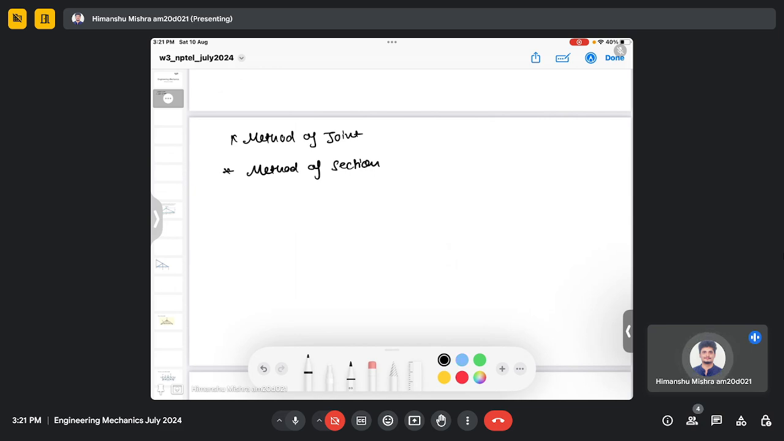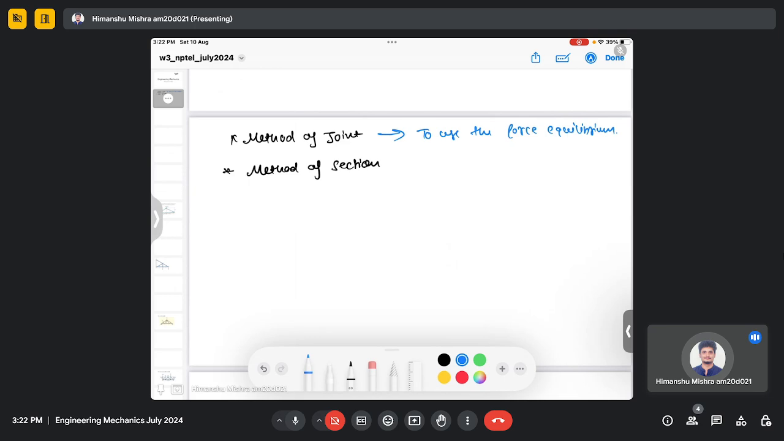So in the method of joints, we consider each joint of the truss individually, and then we use force balance and moment balance analysis on that joint, and we keep doing this until we find forces on all the members of the truss. So basically the primary ingredient in this method is to use force equilibrium equations.